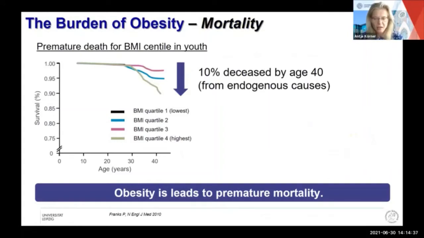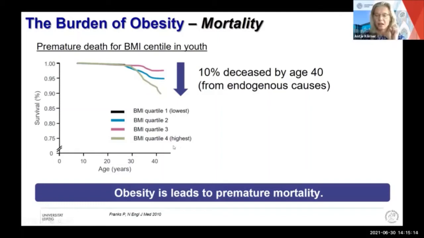And there are actually data that really support this, like this very nice study from Paul Franks in the population of Pima Indians. What he did, he looked into the population and stratified them based on childhood BMI. So he stratified those in quartiles, those with the lowest BMI being the leanest, of course, and the highest being the heaviest, and then looked into the survival. And here are data shown for survival or mortality from endogenous cases.